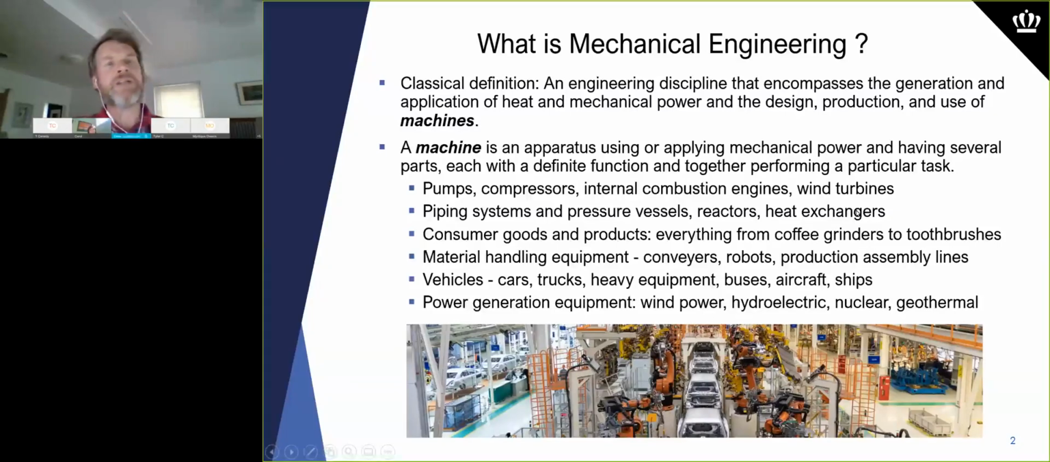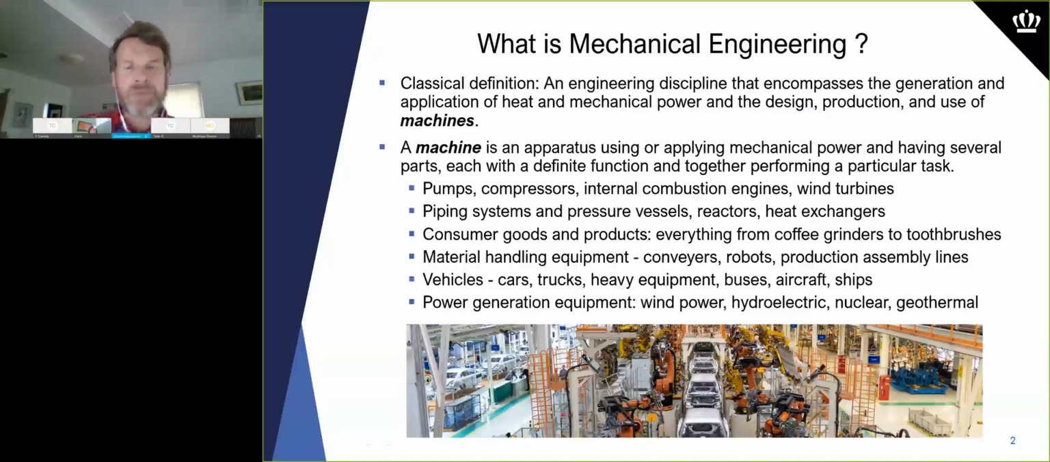Okay, so what is mechanical engineering? I'm going to start off with a classical definition: an engineering discipline that encompasses the generation and application of heat and mechanical power and the design, production, and use of machines. So it's a very generic definition, kind of all-encompassing. And the first thing we need to understand is, what is a machine?